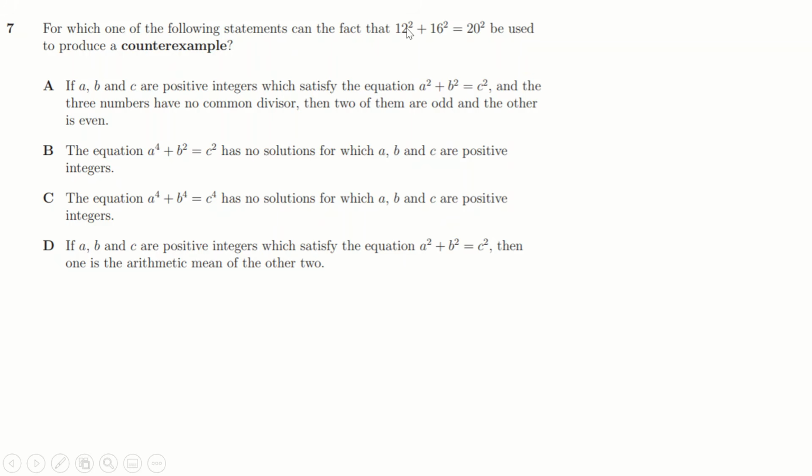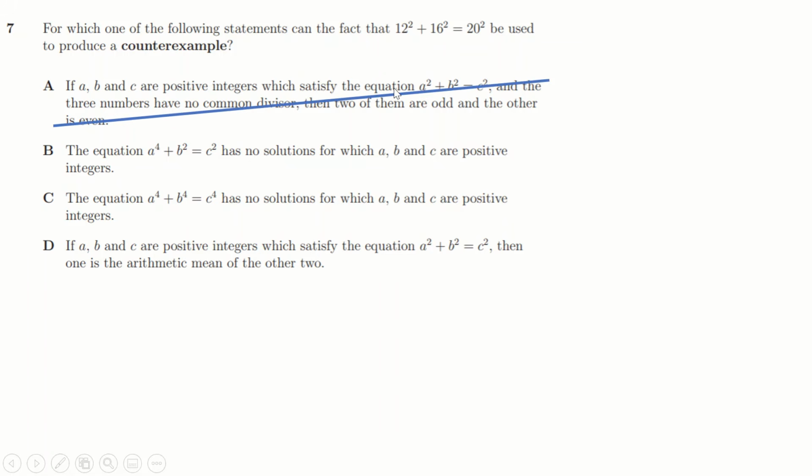So, okay, we've got some squares adding together. Nice. If A and B is satisfied and the 3 numbers have no common... Okay, so this is not anything to do with this statement, because while it has this bit, this bit is the same. It says, and the 3 numbers have no common divisor, but these do. These have a common divisor of 4, I think. So this is nothing to do with this statement here.